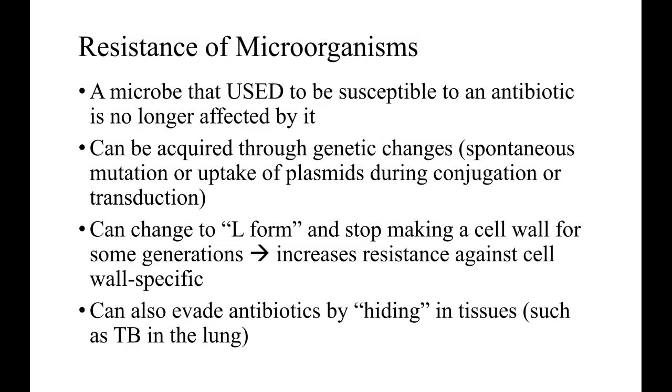One of the ways that antibiotics can kill bacteria is to interfere with the making of their cell wall, that peptidoglycan. Sometimes bacteria can actually go into an L form. An L form is when they stop making a cell wall for several generations. So the antibiotics that are targeting that cell wall are not going to work because those bacteria are able to survive without that cell wall. We also know that some bacteria are very small, they can hide in cells, and they can also hide in tissues like tuberculosis in the lung.